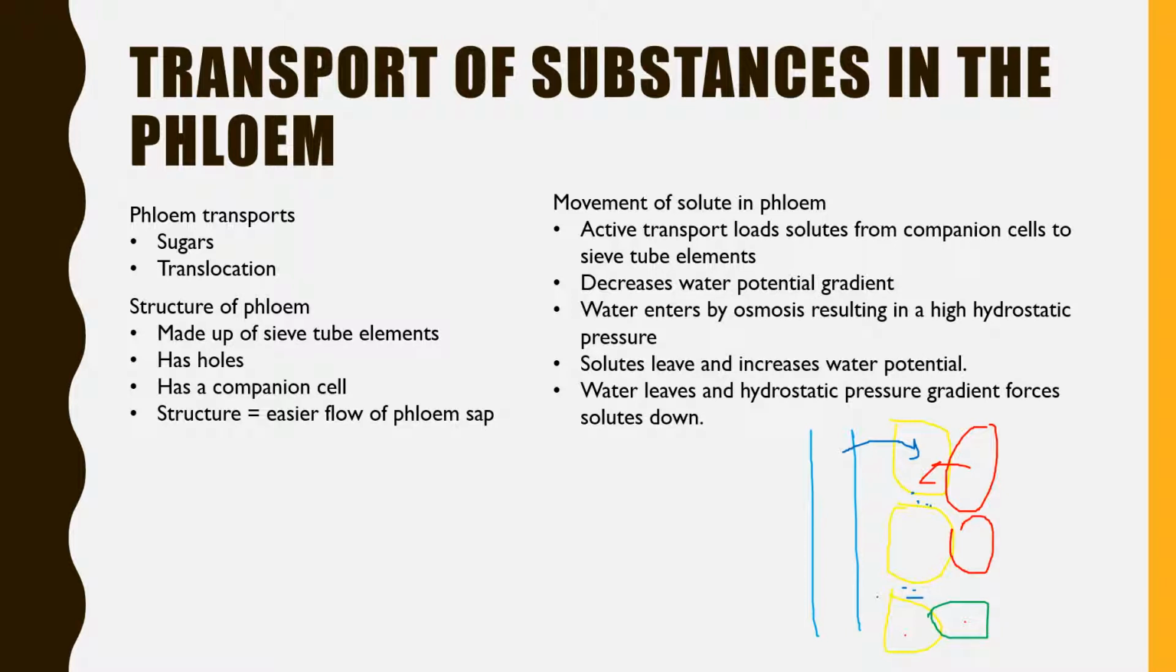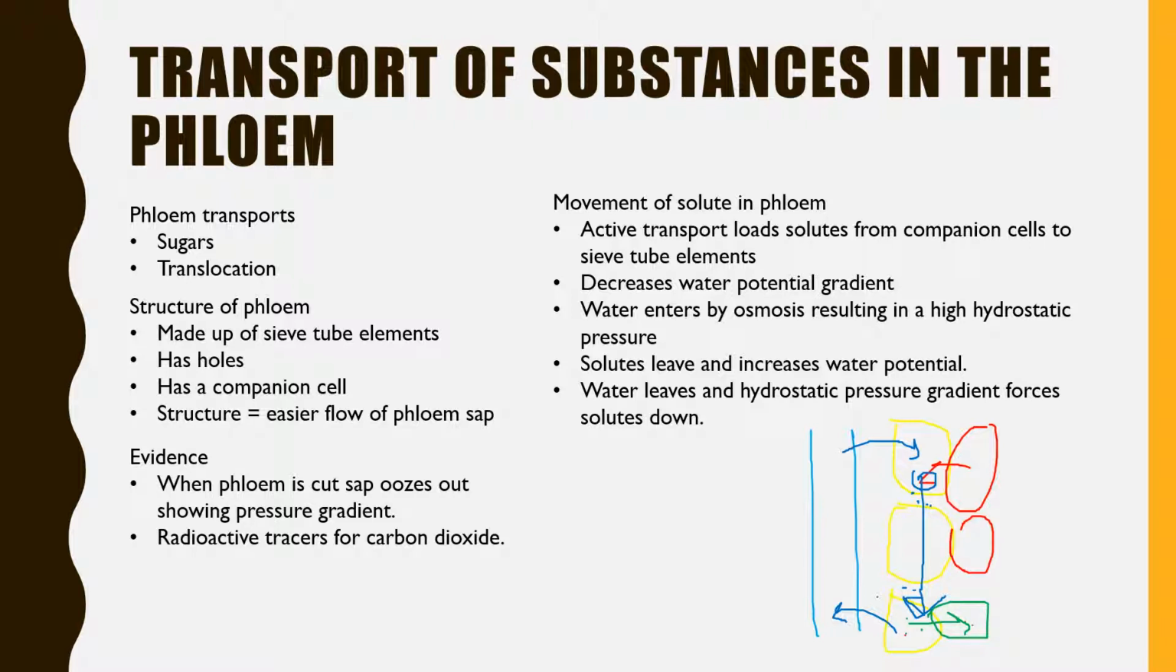So because there's more solutes, sugar, in this area than there is in this area, the solutes leave. And as they leave, it creates a high water potential because you don't need all of that excess water. So the water moves back into the xylem, which means now this area has a high water pressure, so it moves downwards and the cycle continues. Hope that made sense.